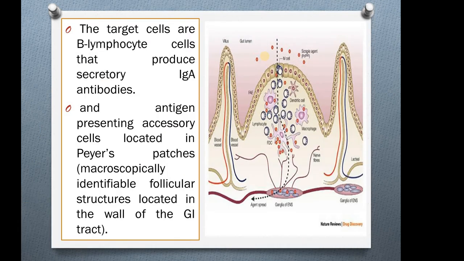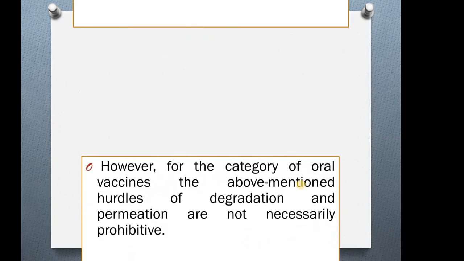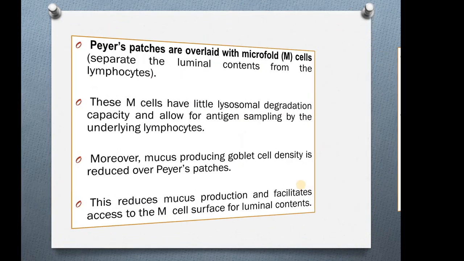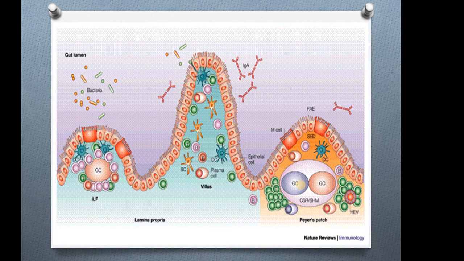The target cells are B lymphocyte cells that produce secretory IgA antibodies. So what we want is the B lymphocyte cell, to produce IgA, and antigen presenting accessory cells located in Peyer's patches, which are microscopically identifiable follicular structures located in the wall of the GIT. We said these B lymphocytes and these Peyer's patches are accessories that help with the immune response.